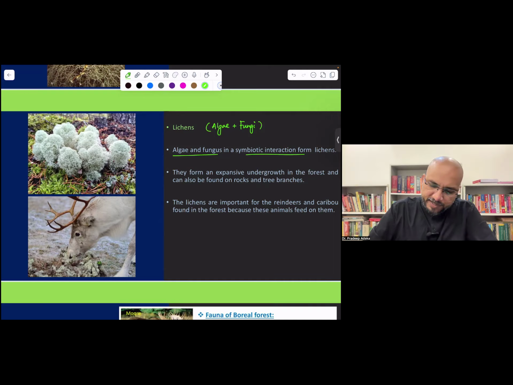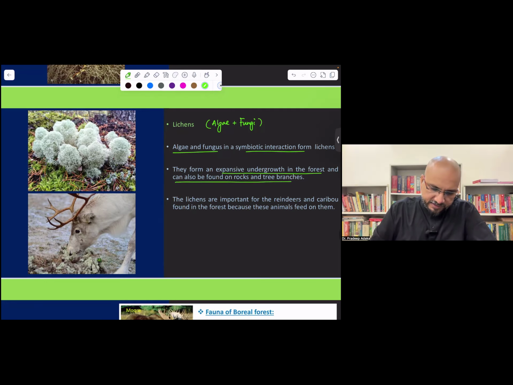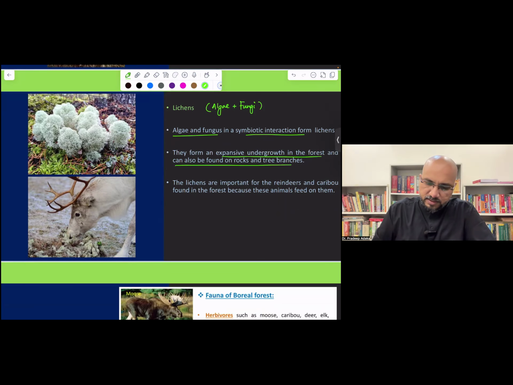They form an expansive undergrowth in the forest and can also be found on rocks and tree branches. They are also a source of food for many animals. You can see here the reindeer or caribou, for them it is a source of nutrition. This reindeer is eating the lichens.